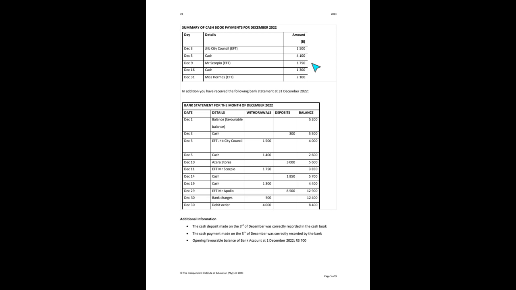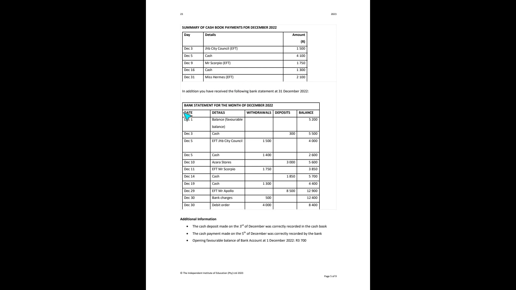We've recorded all of our transactions, but before we close off our books for the month, we first have to do all of our reconciliations to pick up any errors so that we can correct the errors before we close off our books and roll over to the next month. So these cash books are the cash books as they stand before any correction of any errors.